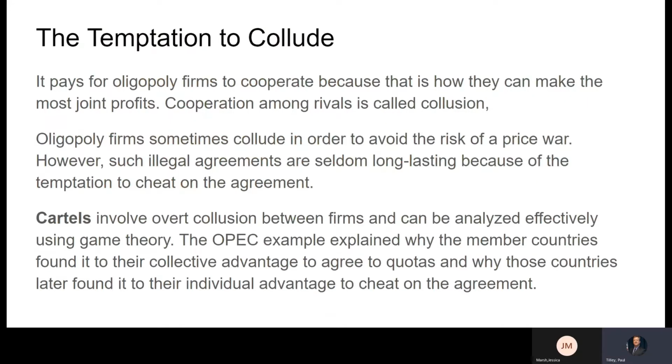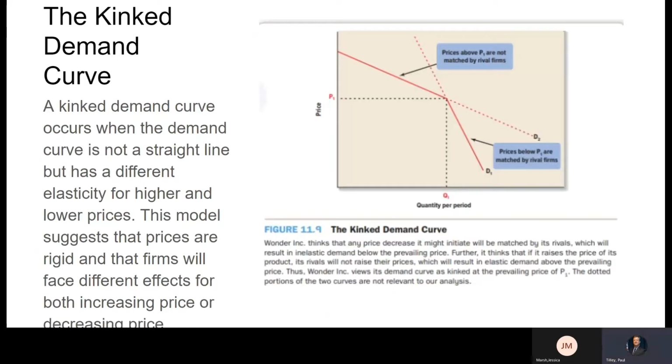There is a temptation to collude, and all that means is that because of the competition in oligopolies, there's so few firms that they can easily get together and say, let's drive up our prices. If we work together, we can do much better. We can be more like a monopoly. And finally, we got this issue of the kinked demand curve.